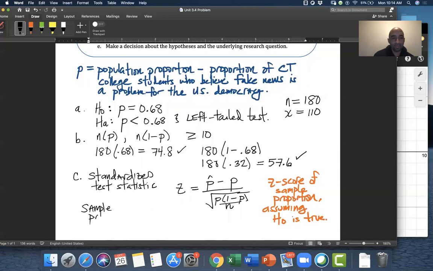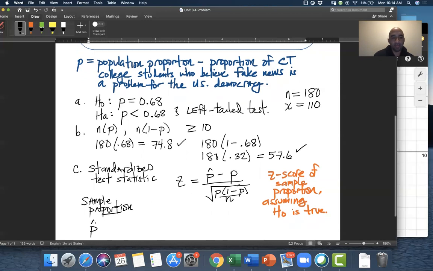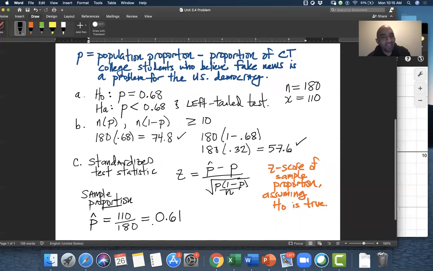So the sample proportion, that's P hat, and this is going to be X divided by N. Basically the number of successes in the sample divided by the sample size. So when you do 110 divided by 180, you get 0.61. We can just round to 2 decimal places, so 0.61. So assuming the population proportion is 68%, let's find the z-score of the sample proportion of 61%.